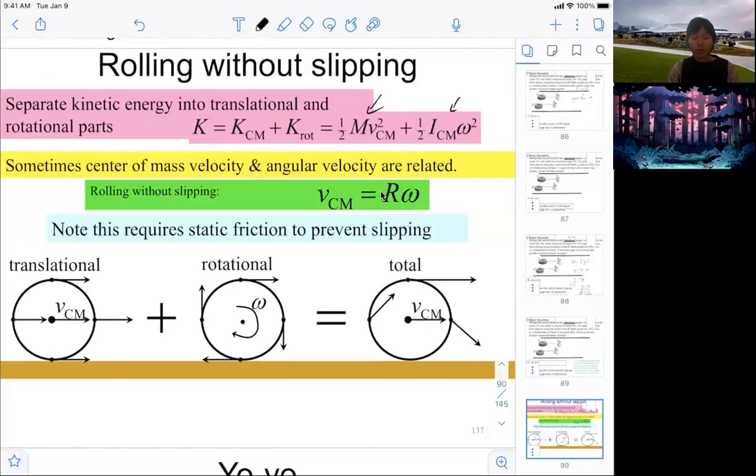When this is rolling without slipping, the velocity of the center of mass is radius r times omega. We derived this previously already, right? Because if it doesn't slip, in one revolution the circumference of the ball is exactly how far you have traveled forward. Now, notice this really requires static friction to prevent slipping. So you must have static friction to generate this rotation. If you don't have static friction, then the object will just slide. It cannot start rolling. You definitely need static friction.